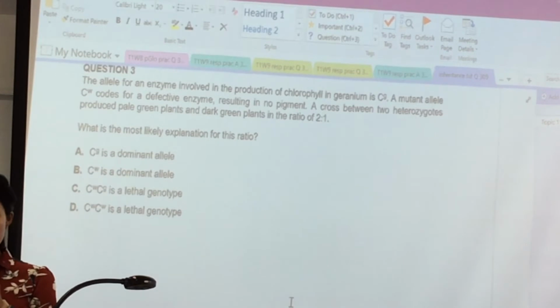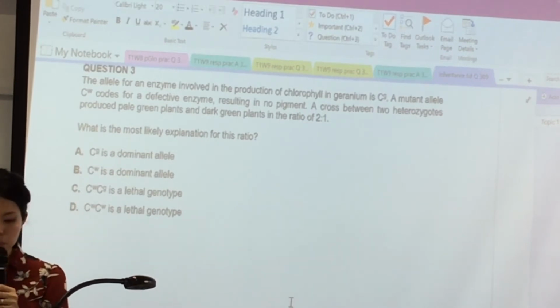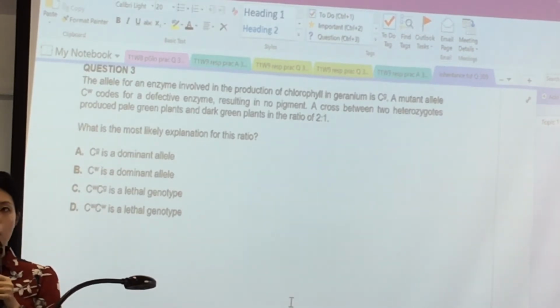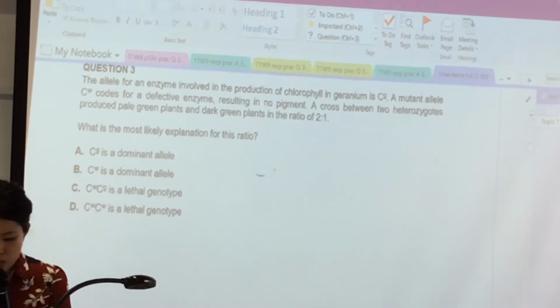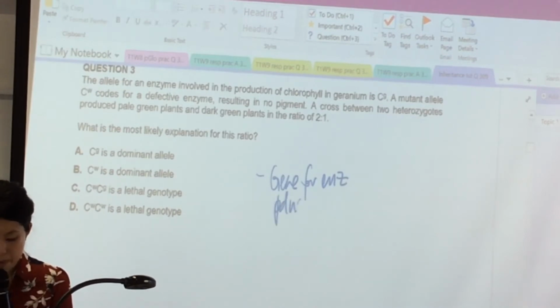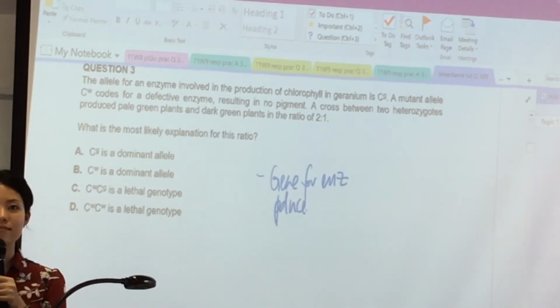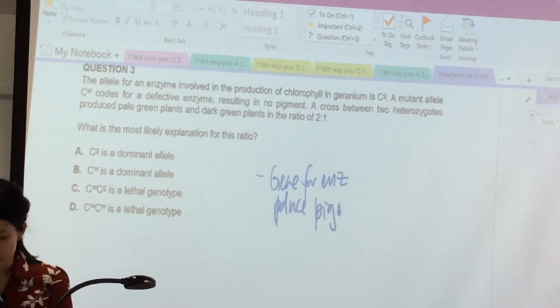Alright, now question number 3 is on monohybrid inheritance. Why? How do I know that? It's because I'm looking at one characteristic, which is the production of chlorophyll, the color of the leaves. So you have one gene that is coding for the enzyme that produces the pigment, right?